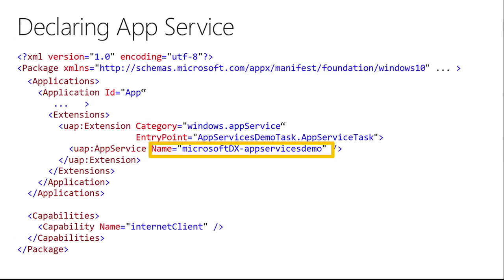Now remember, the app service itself is a background task. But a background task has to have a foreground app associated with it. They can't exist in isolation. So this is the manifest of the foreground app, which may not do anything. It might pop up a screen, a very blank app, saying I'm a background task, I don't do anything.